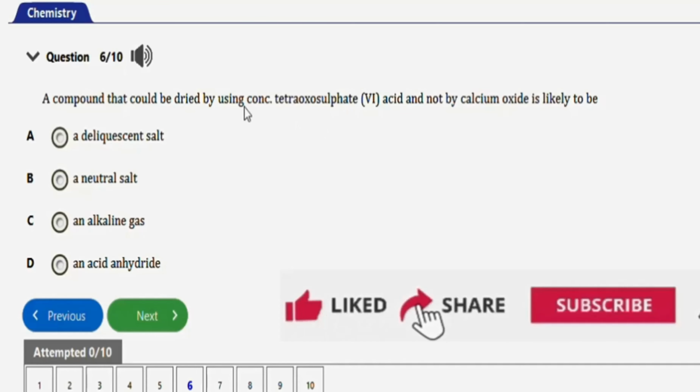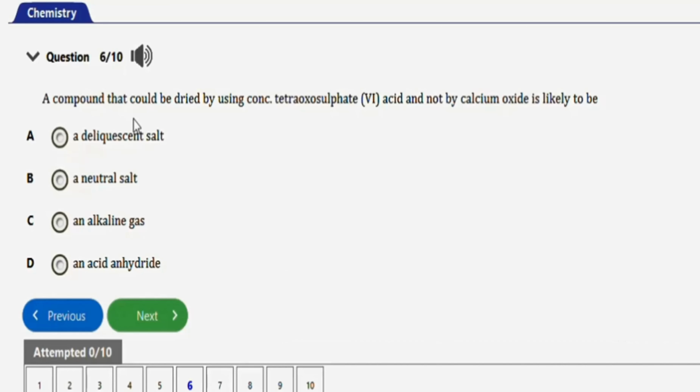This question says a compound that could be dried by using concentrated tetraoxosulfate 6 acid and not by calcium oxide is likely to be. The right option will be acid anhydride. Acid anhydrides are substances that dissolve in water or react with water to form an acid. So that's it for this question. Option C, the right option.